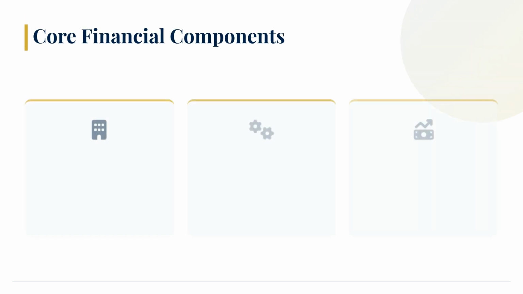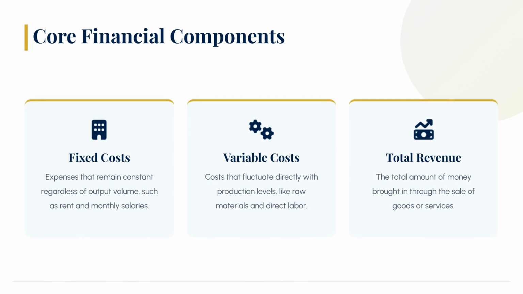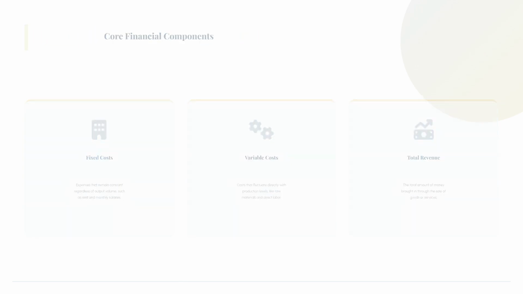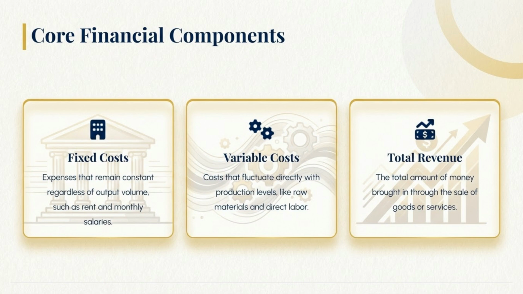The break-even point is built upon three core financial components: fixed costs, variable costs, and total revenue. Fixed costs, like rent and salaries, remain constant regardless of production volume. Variable costs, such as raw materials, fluctuate with production levels. Total revenue is the total money earned from selling goods or services.